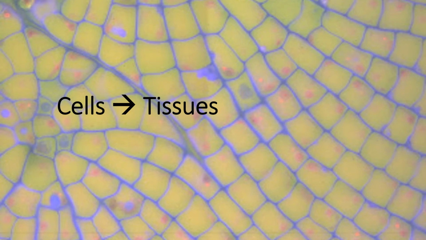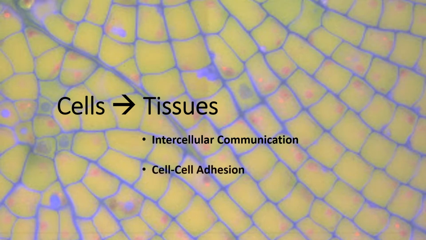Recall that in order for individual cells in a multicellular organism to form tissues, organs, and the organism itself, a number of things must occur. Among those are the intercellular communication that we recently spoke about, as well as cell-to-cell associations and cell to the extracellular matrix adhesion.